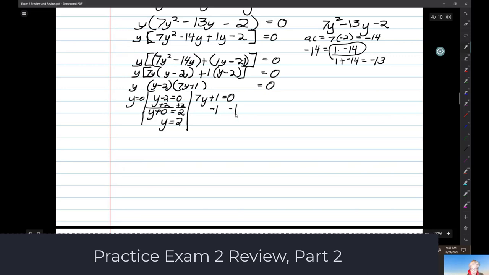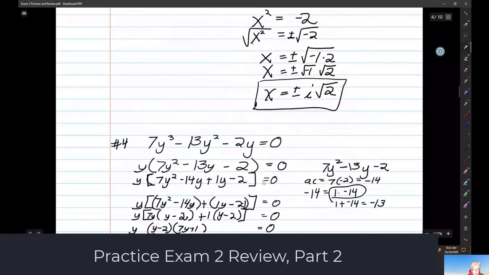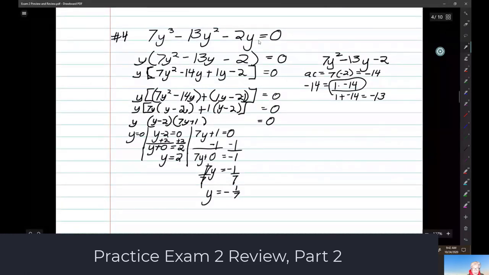Subtract 1, subtract 1. 1 minus 1 is 0, so I'll have 7y plus 0 equals negative 1. So 7y equals negative 1. And then I'll divide by 7 and divide by 7. 7 and 7 cancel, leaving me with y equals negative 1/7. And those are my three solutions: 0, 2, and negative 1/7, for this equation right here. And of course there would have to be three solutions because the highest power is 3.